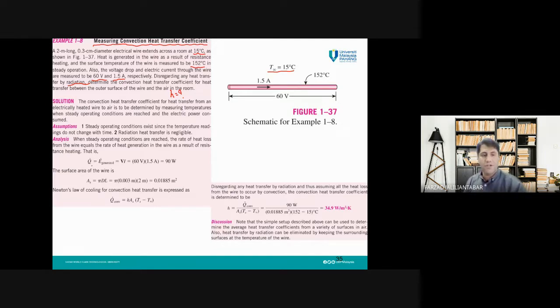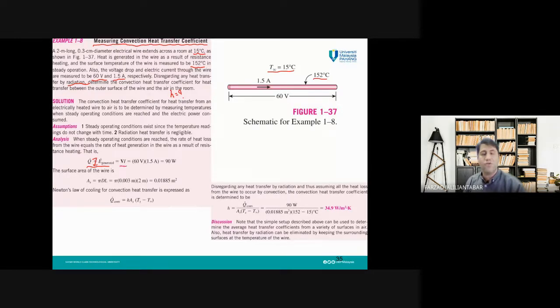In other words, Q dot, which is the amount of the heat transfer, is equal to E dot generated. If we don't have this equality, it means the temperature of the surface of this wire should increase because some of the heat is not transferred to the surrounding. If Q dot is not equal to E dot generated, temperature will not remain constant. But because it remains constant, then they are equal. Q dot will be equal to E dot generated.